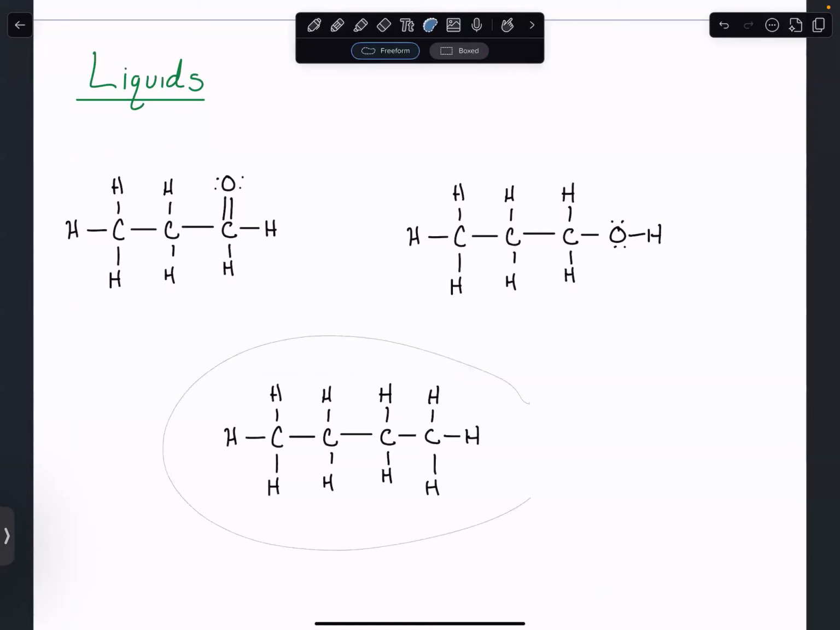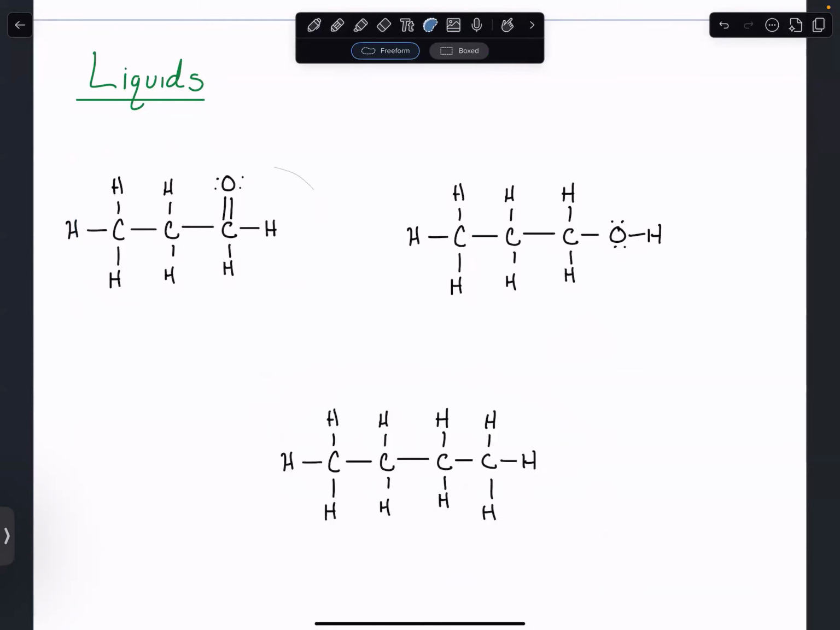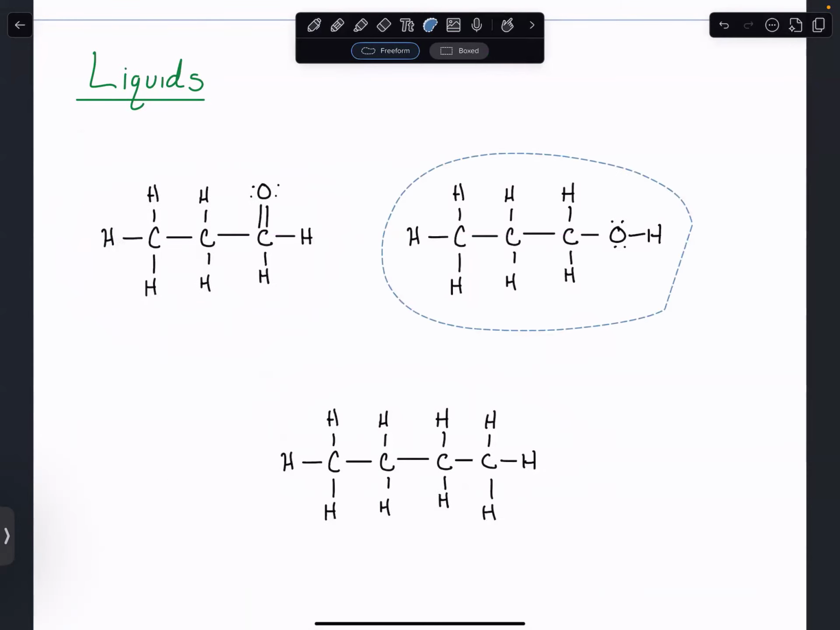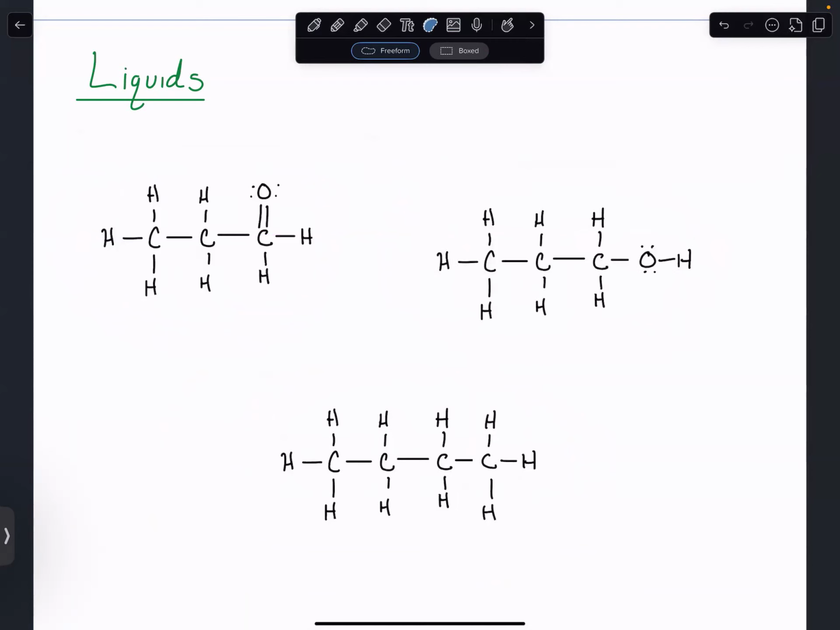Cool. So what we want to do is take these three structures. I'll give you a minute to copy these down. What we want to do is start thinking about the intermolecular forces that these will have with neighboring molecules of the same type. What I want to know is what is the strongest IMF in each of these molecules, or rather that they have between neighbors.